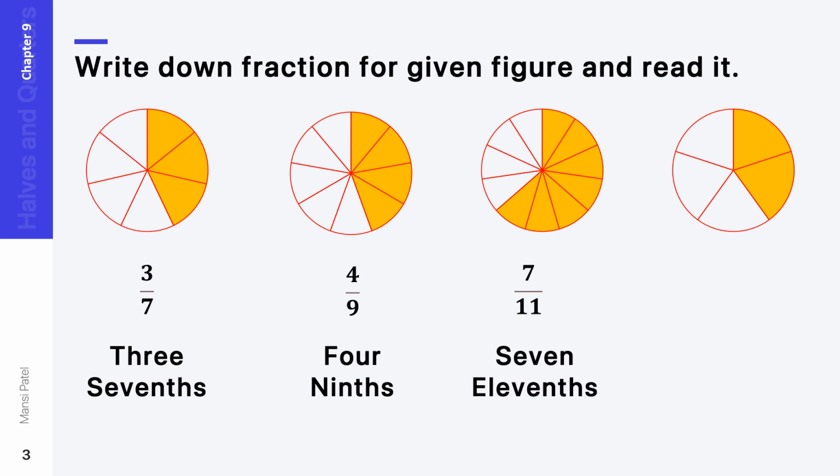Now see here in the last figure, how many total parts are there? There are total 5 equal parts. Out of these 5 equal parts, how many parts are shaded? 2 parts are shaded. So 2 we have to write down in the numerator and 5 in the denominator. What is the number name for this figure? That is 2 fifths.